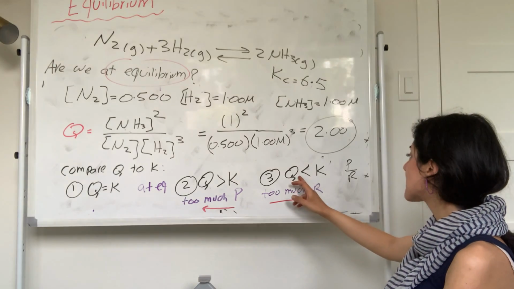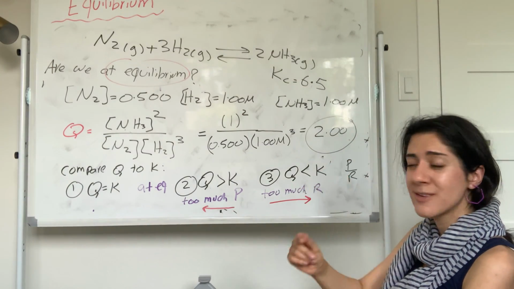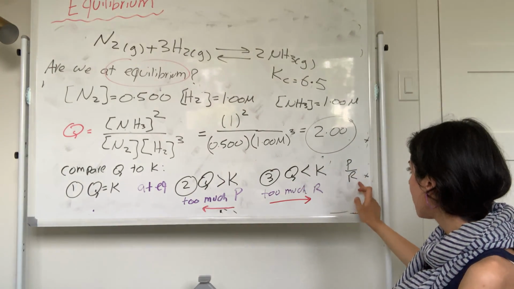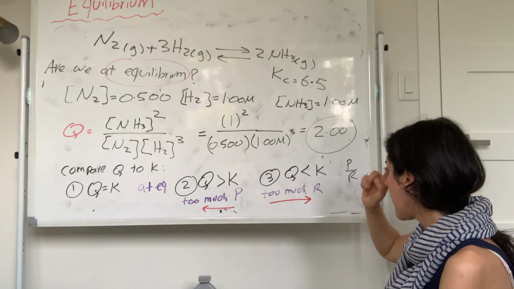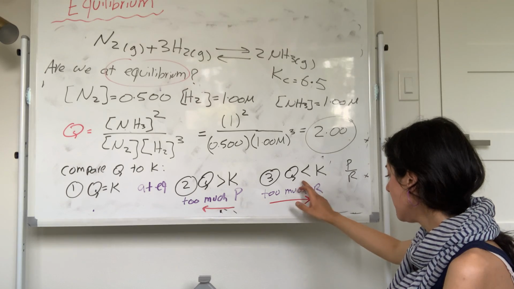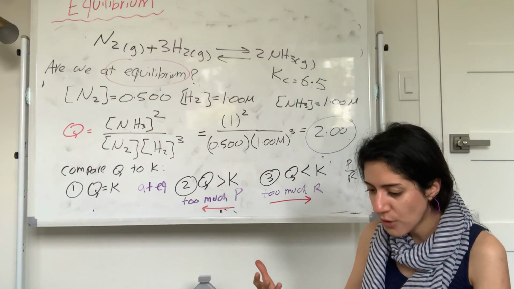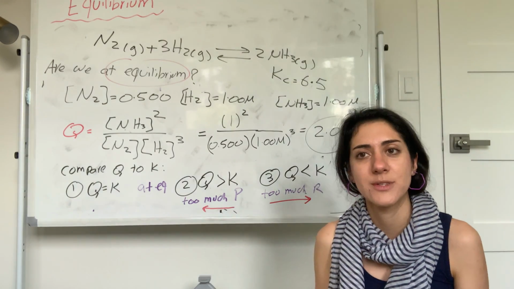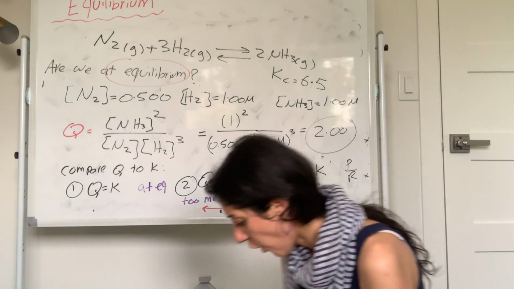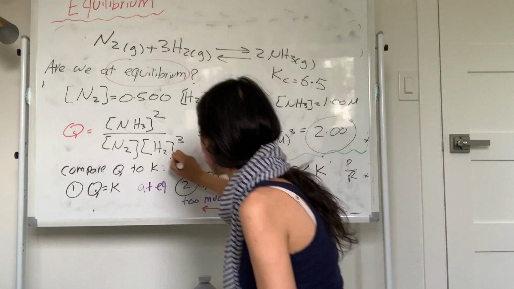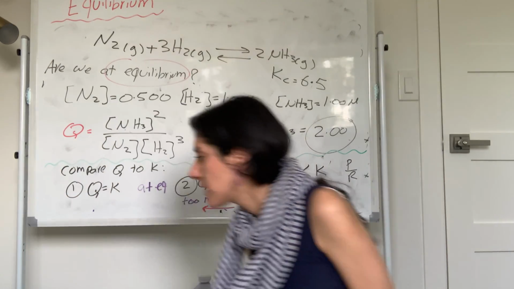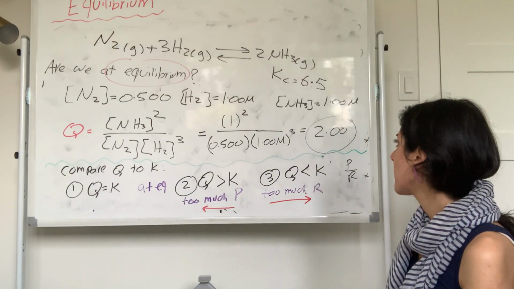Now, if Q is smaller than K, because you have to keep in mind it's product over reactant, if you have more reactant, that's where Q is going to be smaller. That means you have too much reactant, and we have to shift to the product to balance things out. Okay? So these are the possibilities.